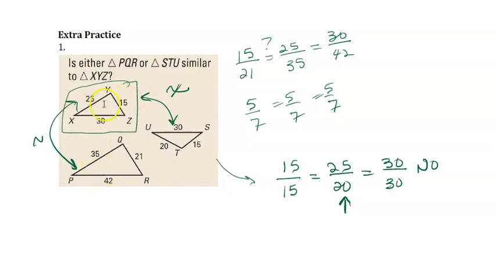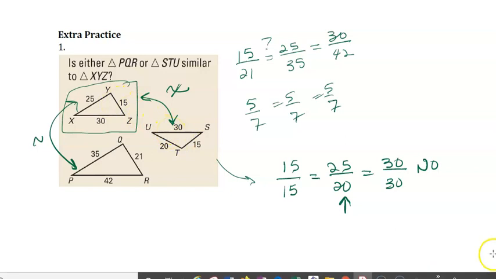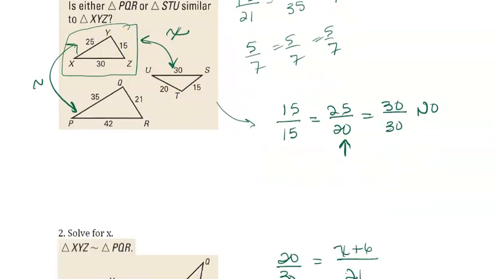Now try the same thing with the other two triangles. So this top one again, the smallest is 15, the smallest over here is 15. The next one is 25, and the next one here is 20. Oh, that's a problem right there. Look at this. This reduces to 1, and this is going to be greater than 1. So I could stop right there and say that these two triangles are not similar. Okay, so let's go on, see what else this has to offer us.